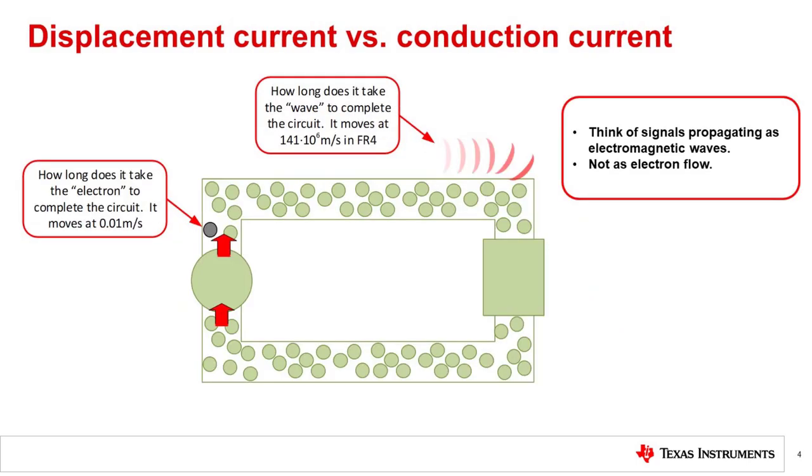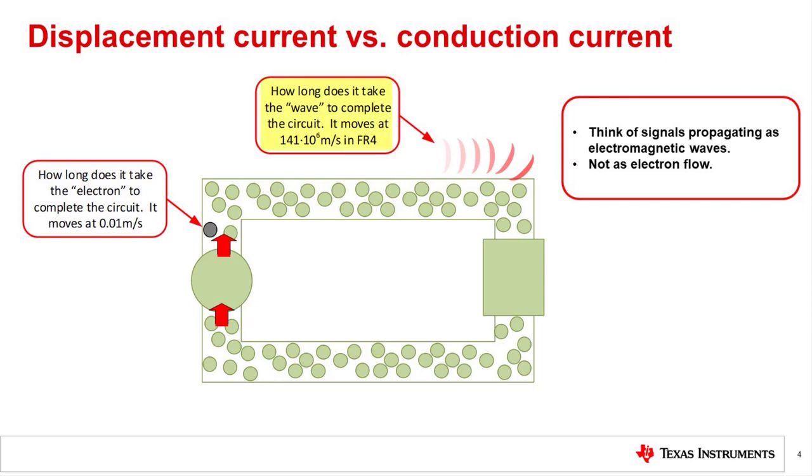This slide is meant to illustrate the difference between conduction current and displacement current. It shows a simple circuit with a voltage source, wire, and load. Conduction current is the travel of an electron from the positive terminal of the voltage source through the load to the negative terminal of the voltage source. This occurs at a very slow rate of 0.01 meters per second.